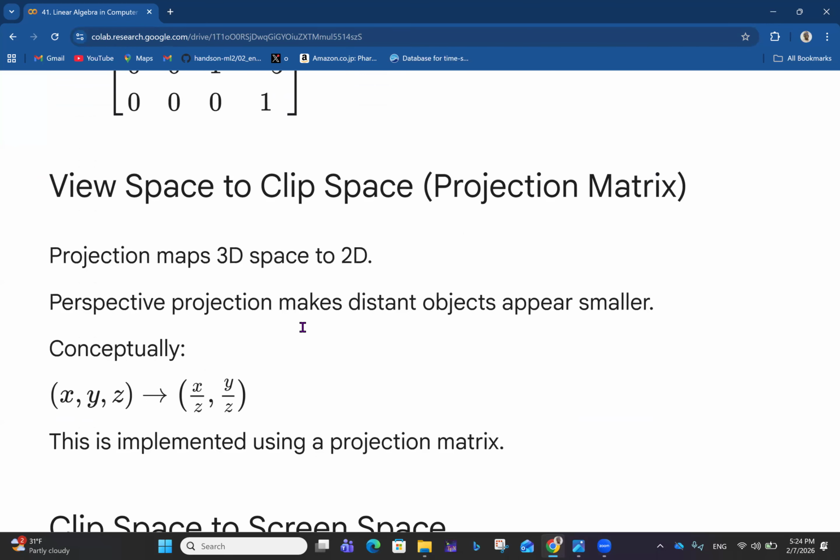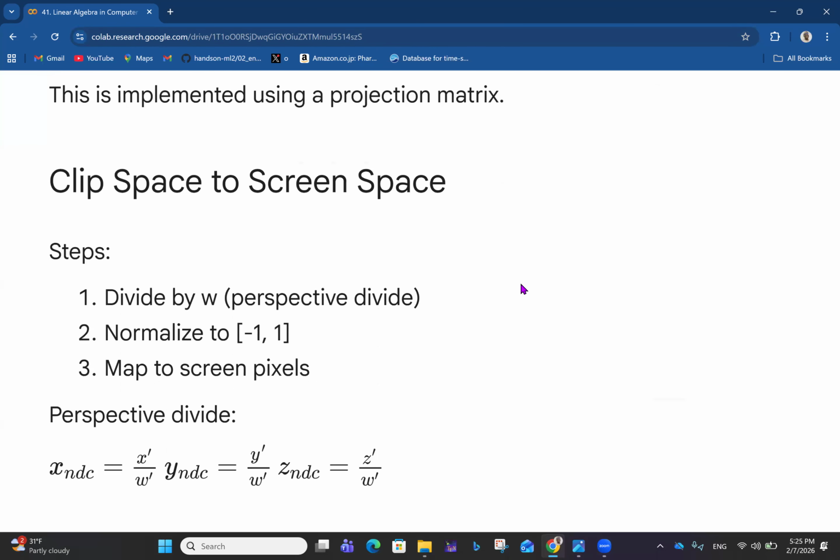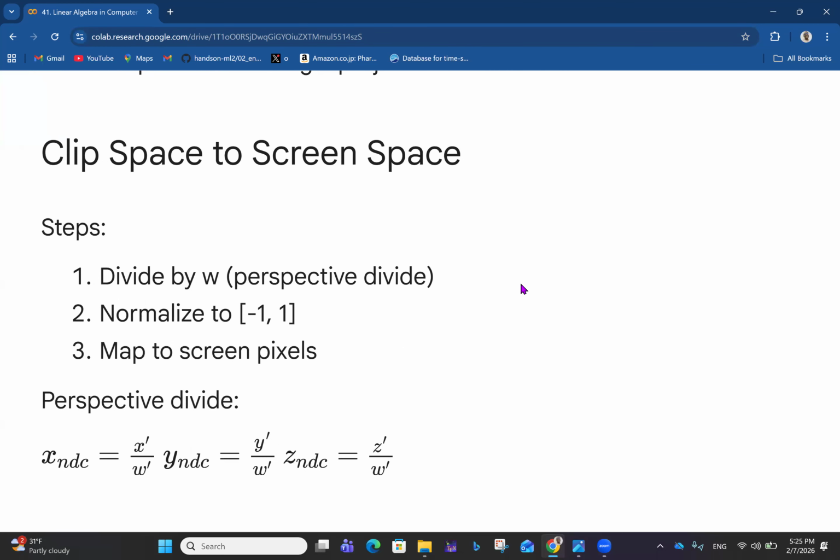And then we talk about view space to clip space. To move from view space to clip space, you have the projection matrix. Projection maps 3D space to 2D space. Perspective projection makes distant objects appear smaller. Conceptually, X, Y, Z can then be mapped to X over Z, comma Y over Z. This is implemented using a projection matrix. And of course, remember we talked about projection a lot under orthogonality, transforms and approximations, I think.